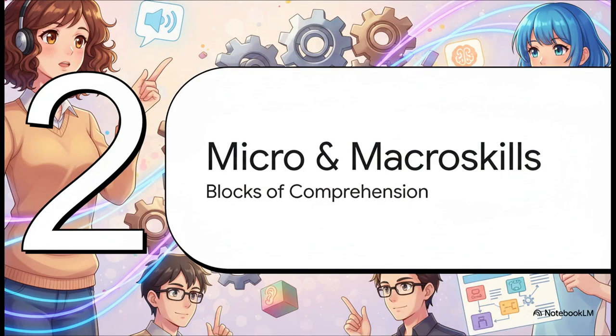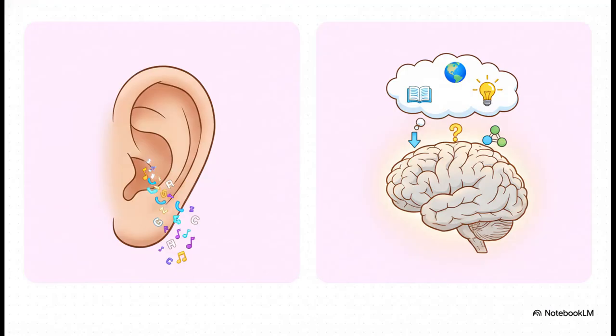Now let's get into the weeds a bit and look at the nuts and bolts of how comprehension actually happens. We're talking about micro and macro skills. So listening skills are generally broken into two camps. First, you have micro skills. These are what we call bottom-up skills, focusing on the little things, like individual sounds and grammar rules. Then you have macro skills, which are top-down. This is where you use your general knowledge of the world to figure out the overall message. You absolutely need both. Think of it this way. Micro skills give you the puzzle pieces, and macro skills help you see the final picture.